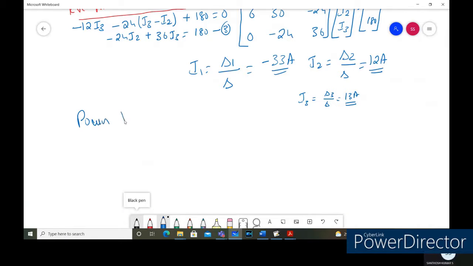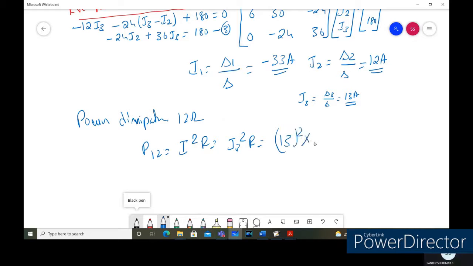So the power dissipation in the 12 ohm resistor, P12, is nothing but I squared into R. I is the current I3, so it is I3 squared into the resistance, 12 ohms. So let us change the calculator mode. 13 squared into 12 becomes 2028 watts. This is how the power has been dissipated in the 12 ohm resistance here.